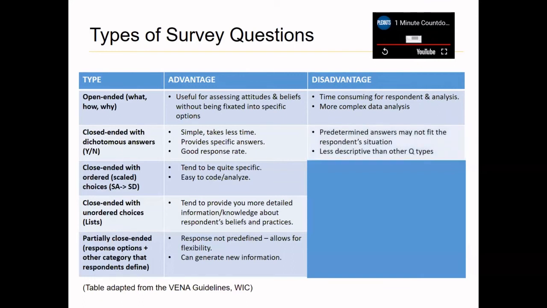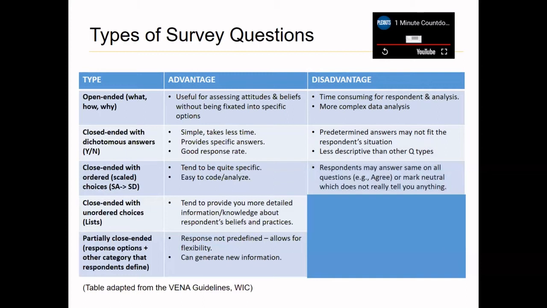Closed-ended dichotomous answers, I already mentioned briefly before that you may not want to answer yes or no, you may want to answer maybe or sometimes. So it may not fit the respondent situation, and it really is less descriptive. You end up having only two options rather than various options. Closed-ended with ordered or scaled choices. With this, one of the things that can happen is if you have a lot of scaled choices, respondents may just go through and mark the same response for everything and not really read the options. This really happens when you have a lot of items.